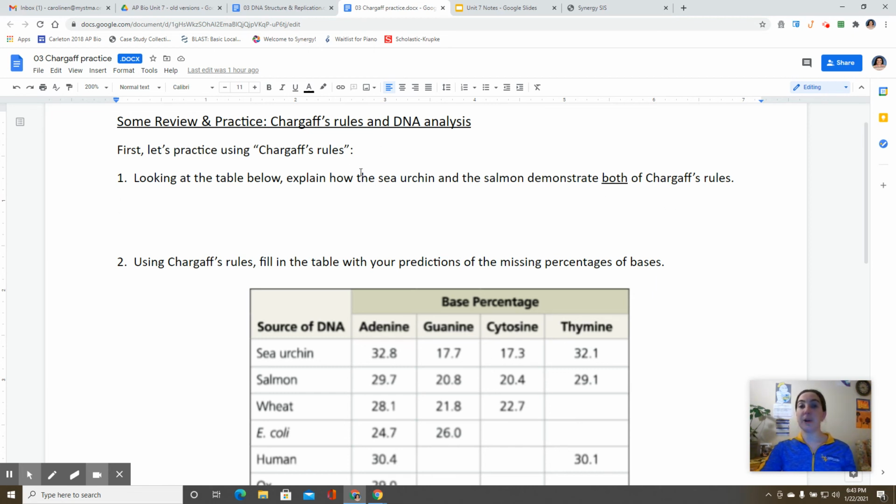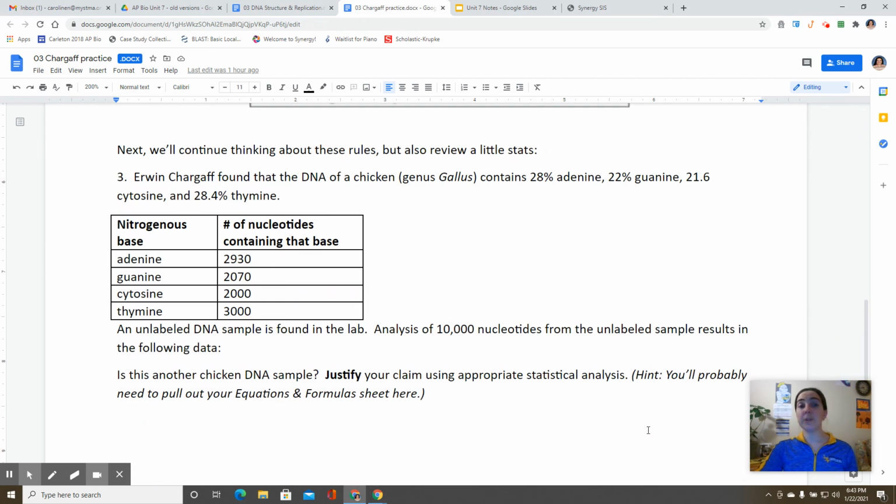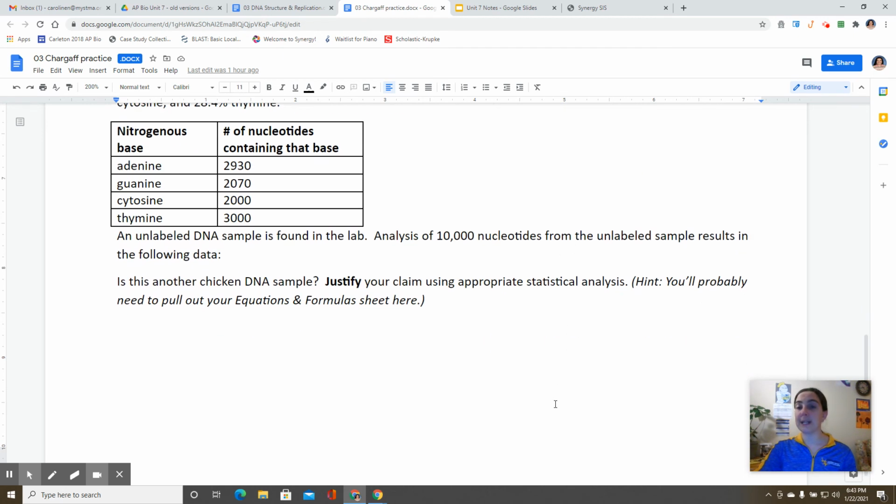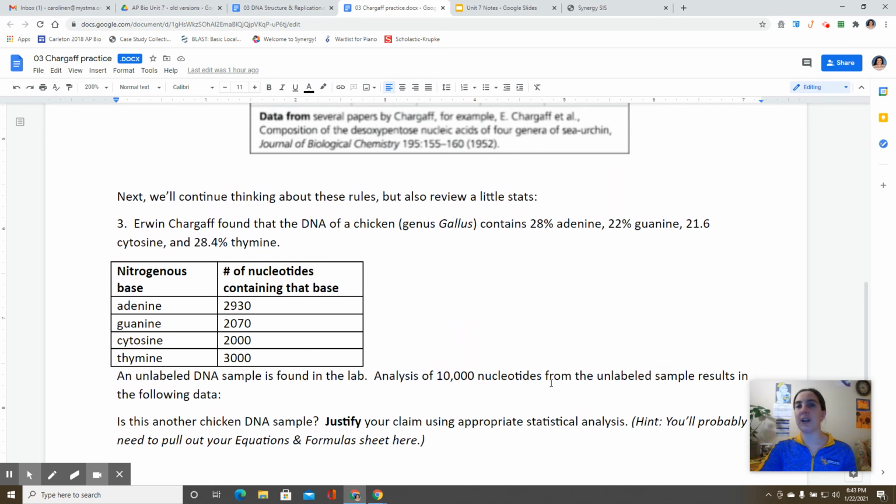There are a few practice problems that I'd like you to do using Chargaff's rules. So you're going to look at some actual data that was collected here and try to use Chargaff's rules to fill in the table and explain how you can see Chargaff's rules in here. We're also using this as an opportunity to review a little bit of statistics. There are some things that you need to remember how to do from earlier in the school year. You may need to pull out your equations and formula sheet to help you with this, but work on this today. We will talk a little more about this page at the beginning of class tomorrow. But give it a shot now and see how far you can get. This is really important practice, and things that you need to be able to do relating to Chargaff's rules.